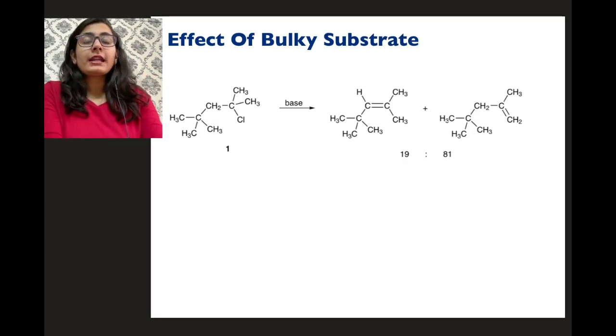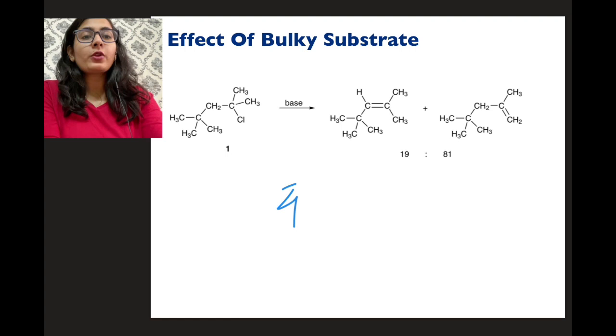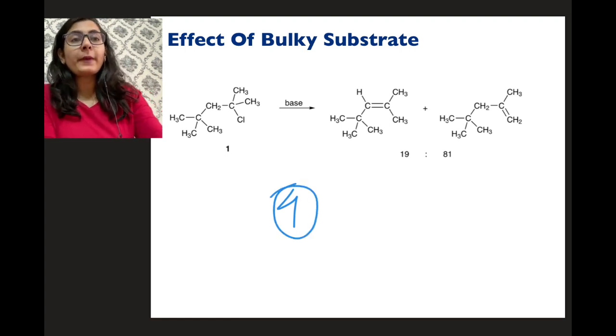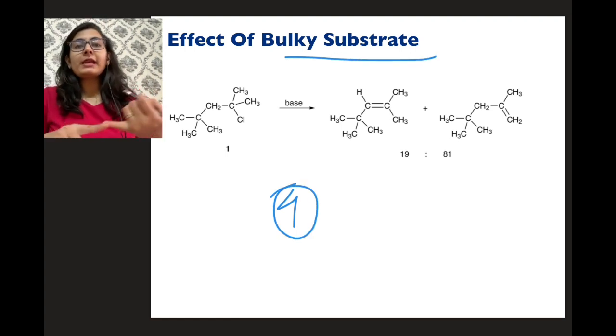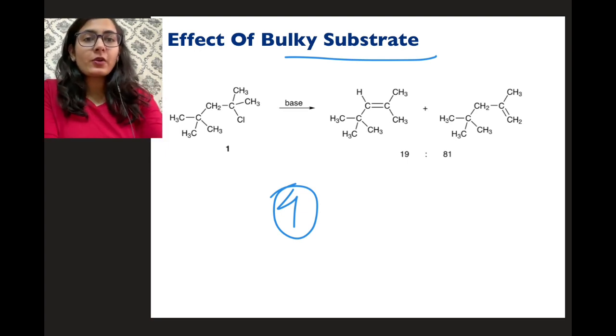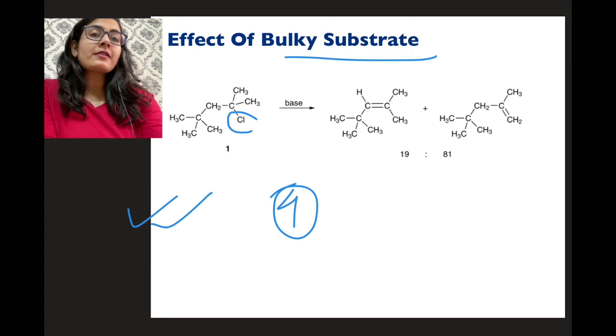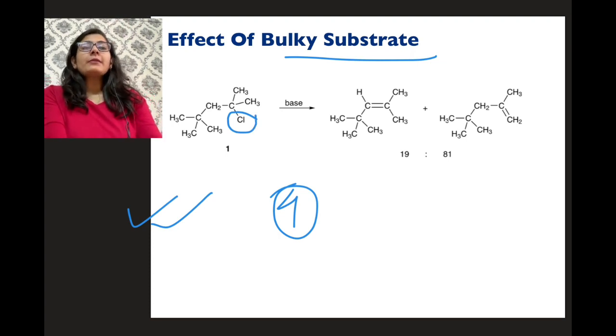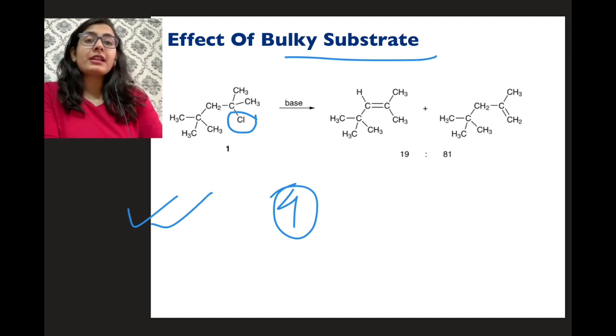Okay. Now next is factor number 4 that we see. It is the effect of bulky substrate. So bulky base, bulky leaving group, and now bulky substrate. Okay. So look over this compound, compound number 1. Again, an example from Carruthers, William Carruthers. Cl minus is a good leaving group. Fine. Chlorides, bromides and halides will give you a more stable product. Okay. But this example is an exception.